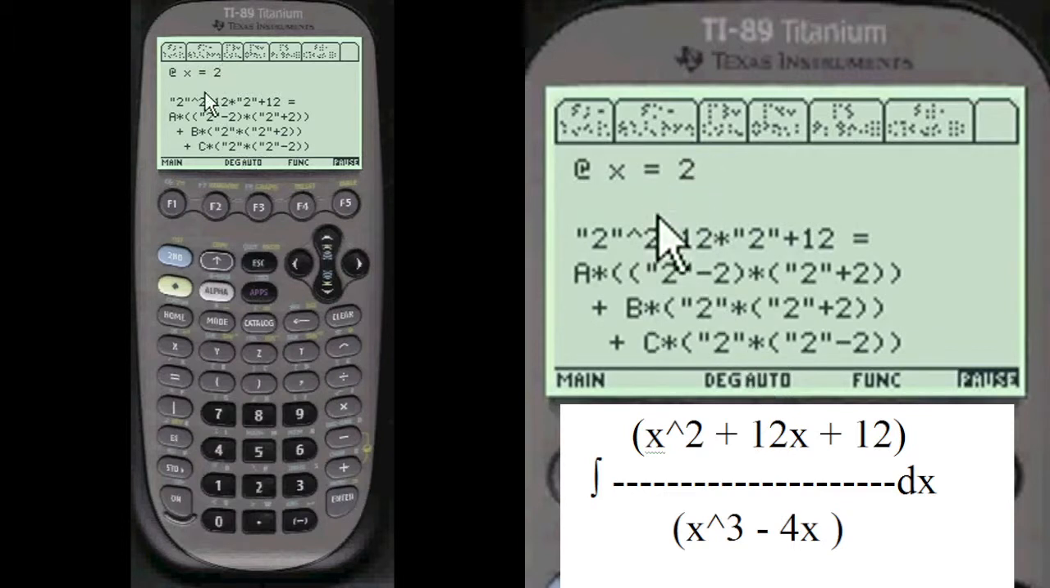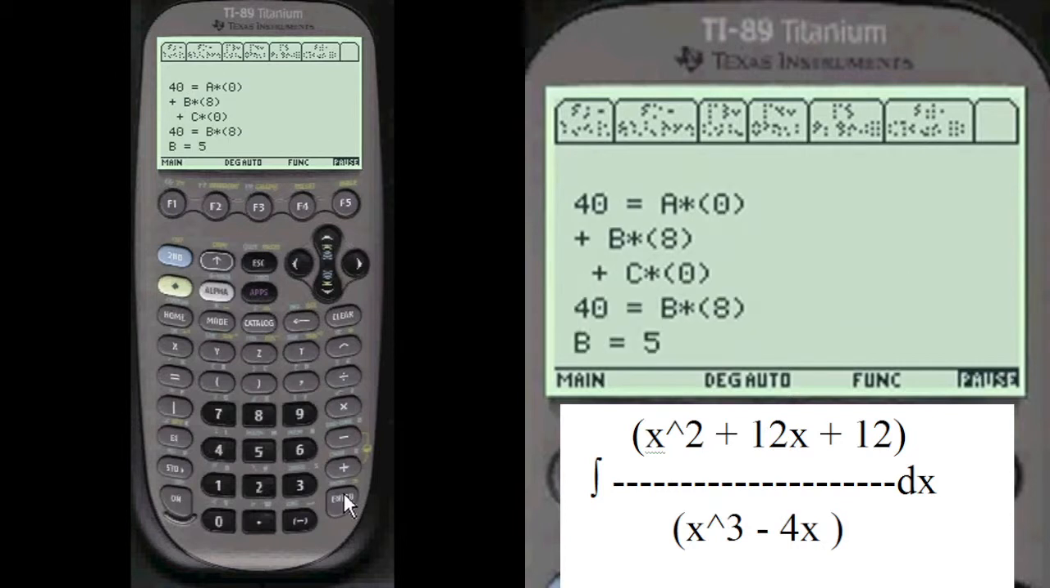At x equals 2, these little quotation marks here the calculator does, but you would put parentheses wherever you see these. Parentheses 2 squared, you're substituting 2 for every x in the functions. And here's parentheses 2 here plus 12, etc. Do that throughout the whole system here. And that turns out to be b equals 5.